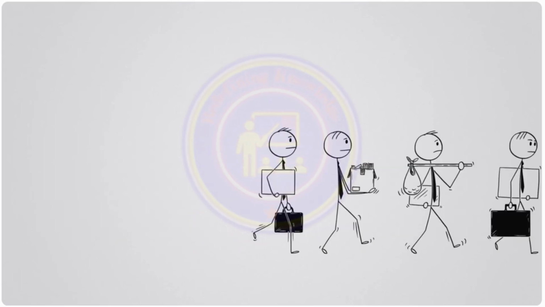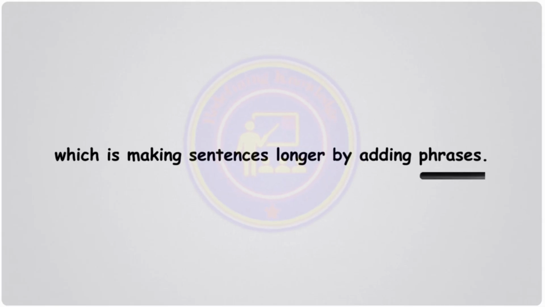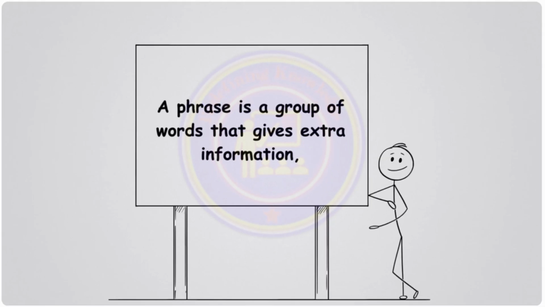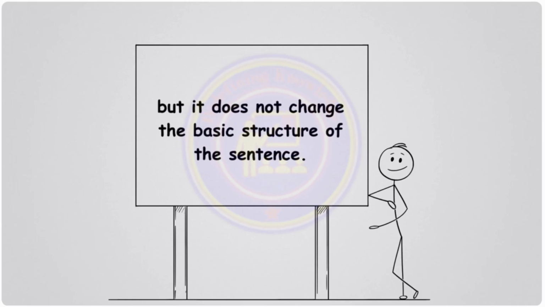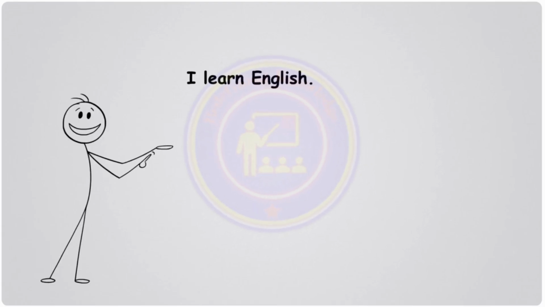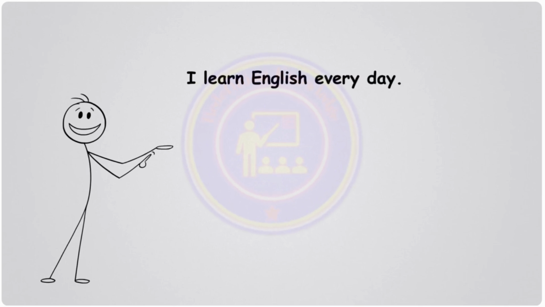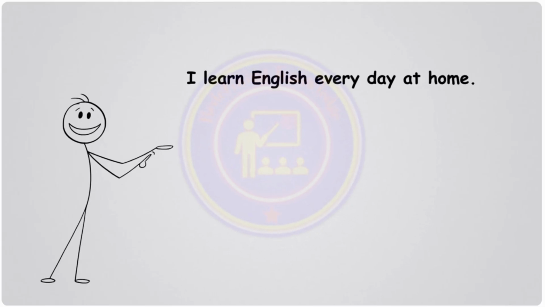Now let's move to the most important part of this video, which is making sentences longer by adding phrases. A phrase is a group of words that gives extra information, but it does not change the basic structure of the sentence. First, we start with a very short sentence. I learn English. Now we add a short phrase that tells the time. I learn English every day. The sentence is now longer, but the base stays the same. Next, we add a phrase that tells the place. I learn English every day at home.